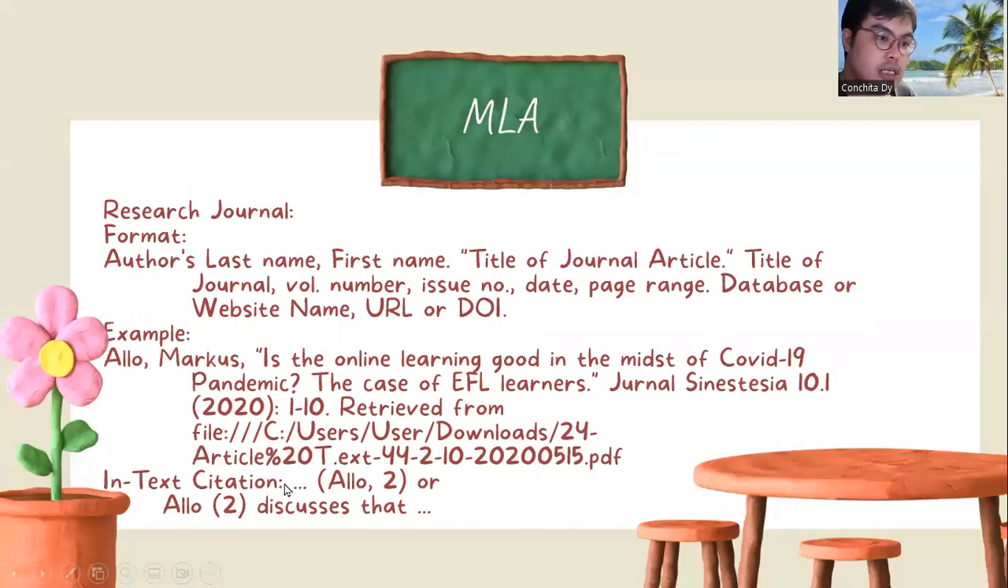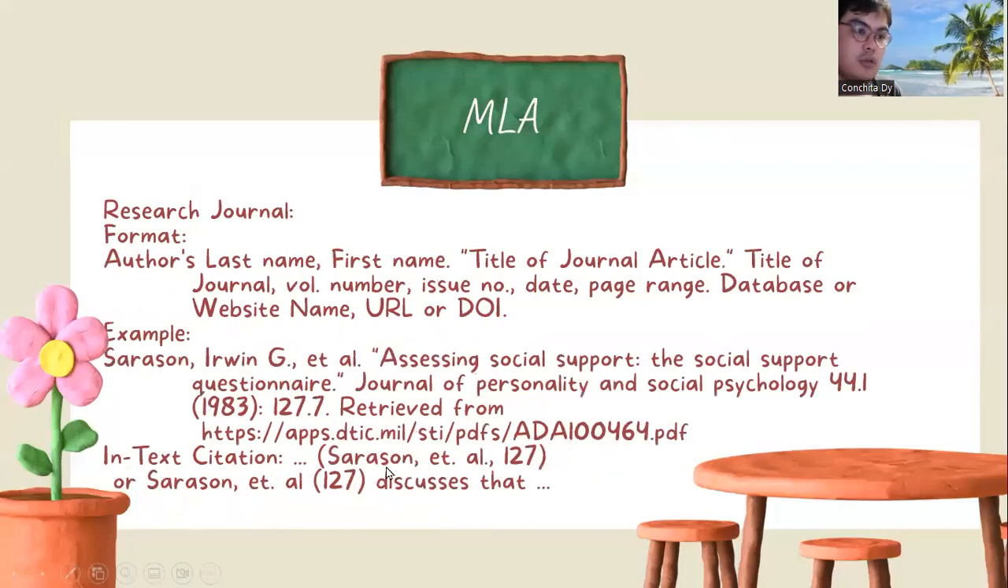So here's the in-text citation. So Alio, then 2. That is at the end of the paragraph. Yung 2 na yan, that is the page number. Or Alio 2 discusses that ganyan-ganyan. Okay. So nothing different between this except this one. So et al pa rin, kasi more than 4 pataas ang authors nito.